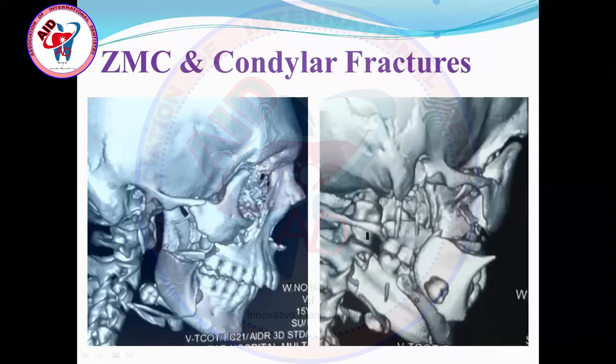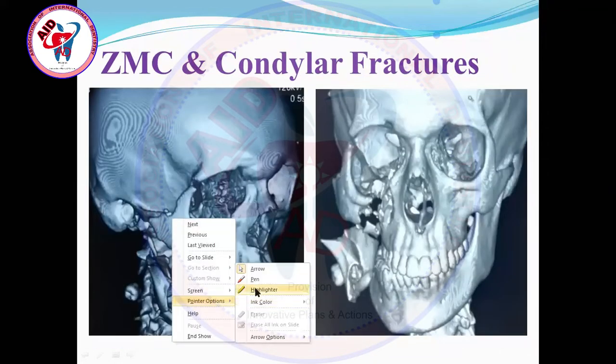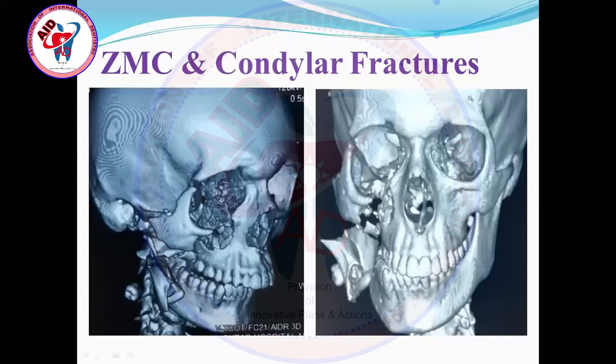In this view also, look here. The third molar is on the outer aspect. And then is the ramus. And the condyle is medial to this. This shows how high velocity the injury was, and it has caused the gross displacement. Another view, 3D view of the same patient. That is gross displacement of the zygomatic bone.